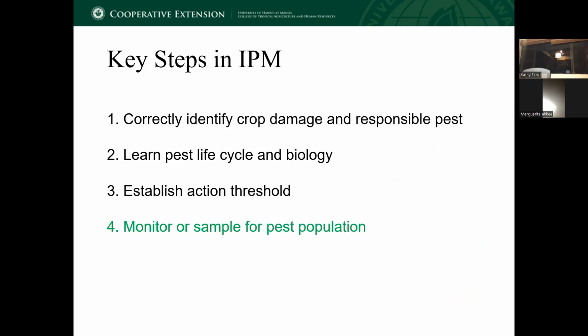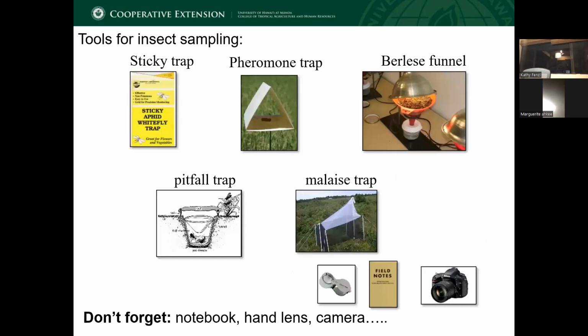And then you want to make sure to monitor and sample. There's lots of different tools depending on what the insect is. In this case, ALB, I think it's pretty straightforward. For some folks who are asking, well, how do we know about the black spots on the bottom?